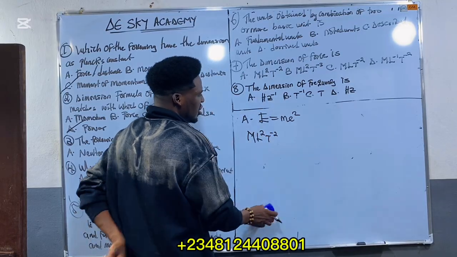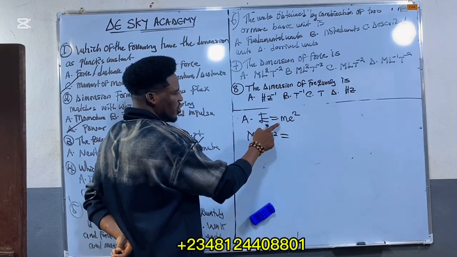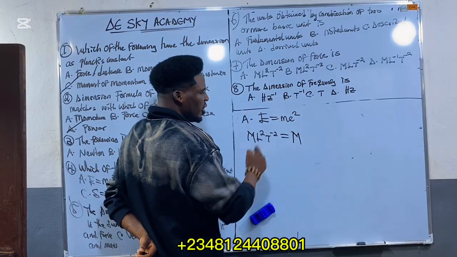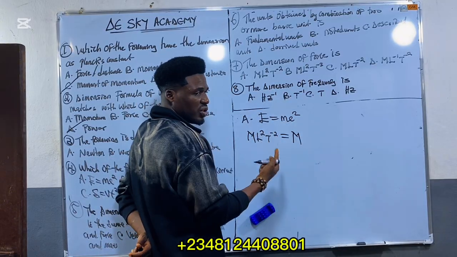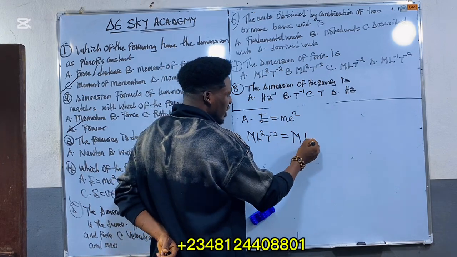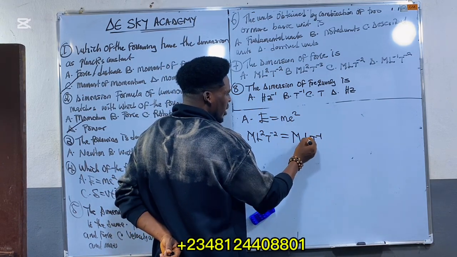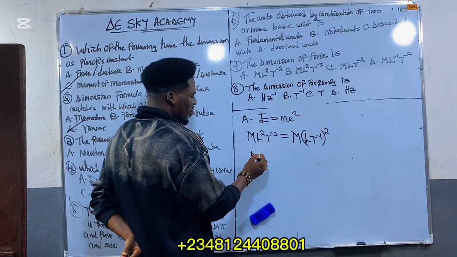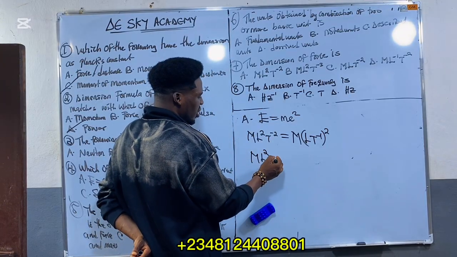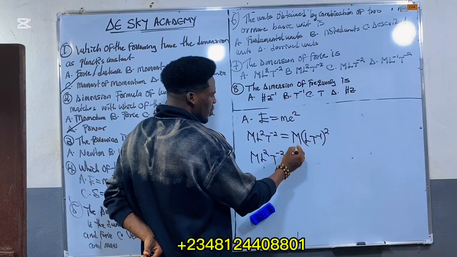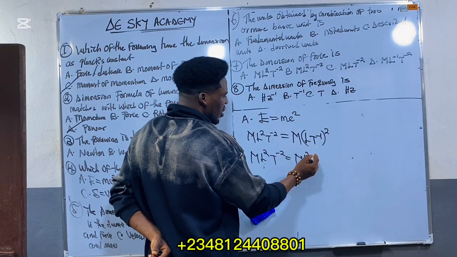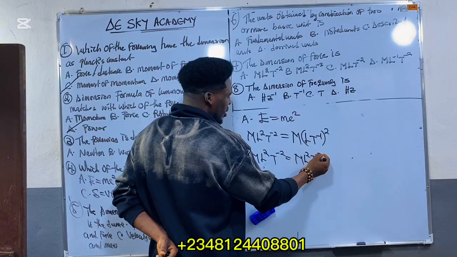See the dimension of energy, which is equal to what is the dimension of mass here? M. What is the dimension of velocity? Because c is velocity. The dimension of velocity is LT⁻¹, everything all squared. So what am I going to have? I'll have mL²T⁻² is now equal to m, then open the bracket, which is L², then T⁻².